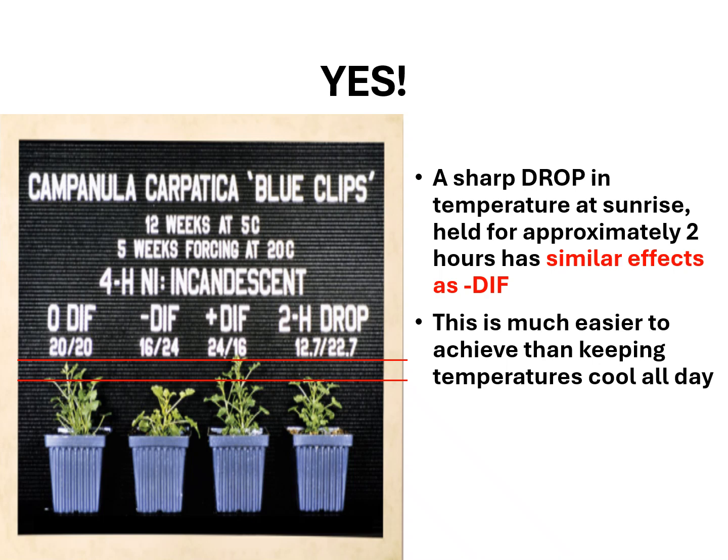So here I stretched the picture to kind of exaggerate because this campanula is not exactly screaming growth change from this research paper, but you can see the differences. So the zero diff and the positive diff, the plants are stretched. The negative diff is very compact, and the 2 hour drop is also pretty compact. Not quite as compact as a full-on negative diff, but pretty compact. And look at the drop. It's down to 12.7 degrees Celsius. So that's pretty extreme.